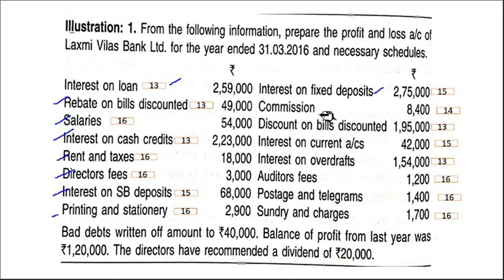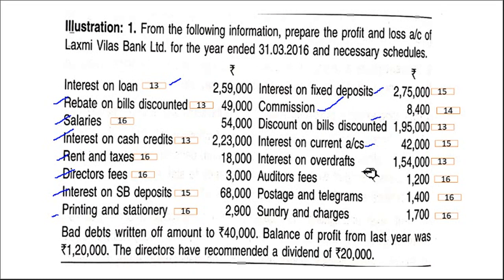So commission. So what is commission? See here, the bank is getting commission for providing the services, special services. So commission in case of a bank will be considered as other income. Clear? This you remember. Other income. So schedule 14. Discount on bills discounted. This we know. Schedule 13, because interest and discount come under 13. Interest on current accounts, 15. So 15 because it comes under interest expended.